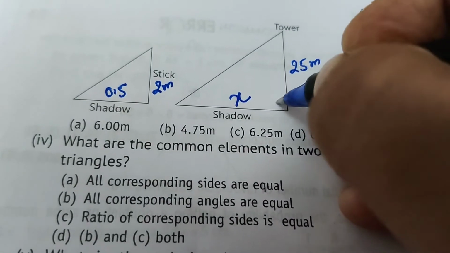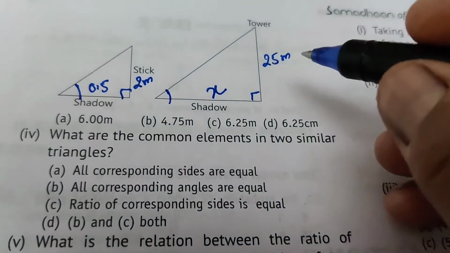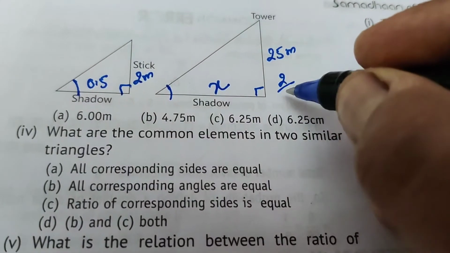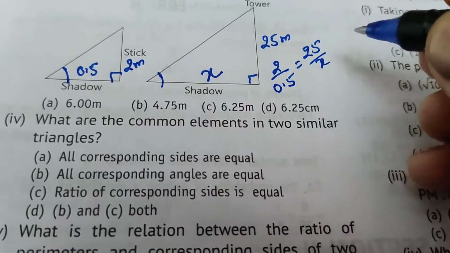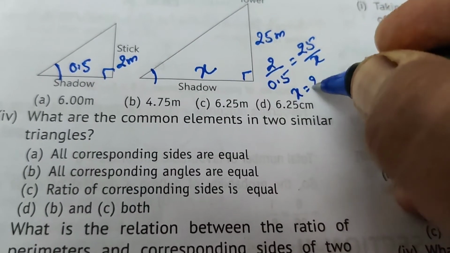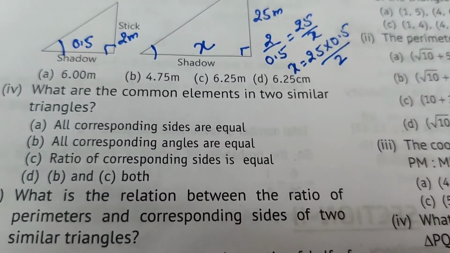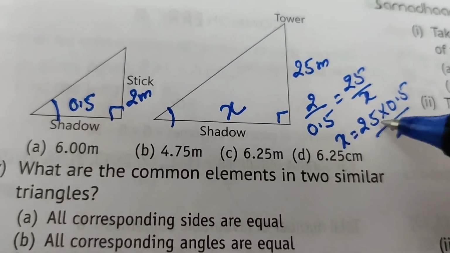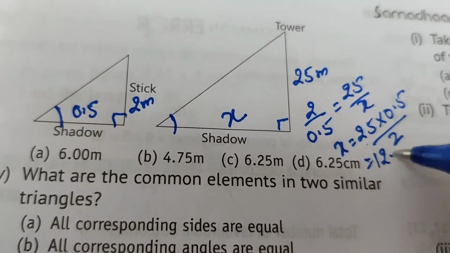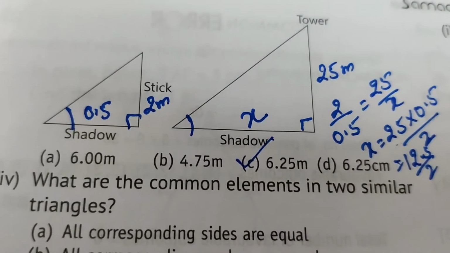These triangles are similar because they have a right angle and this angle is also equal. Similar means the ratio of their sides is equal. 2 divided by 0.5 equals 25 by x. Now solve. 25 into 0.5 divided by 2. It is 12.5 meter by 2. It means 6.25 meter. This is the answer.